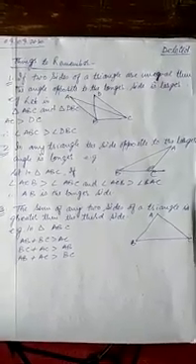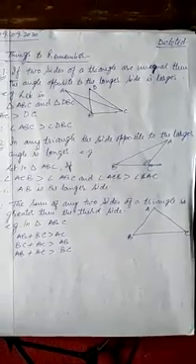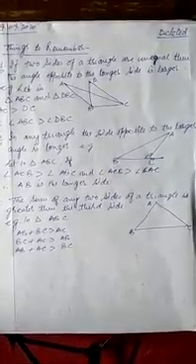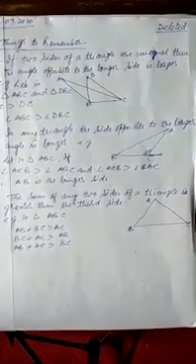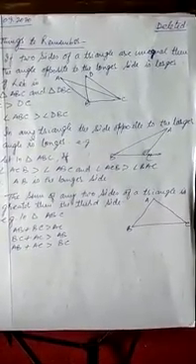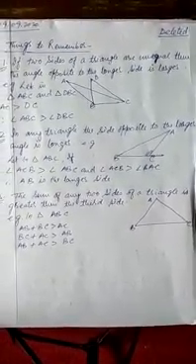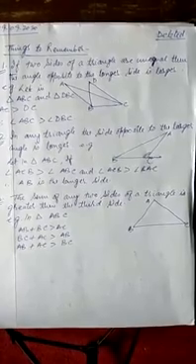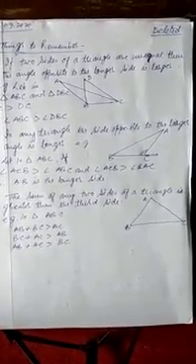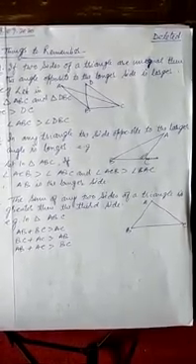Hello children, today we will start the inequalities in triangles, which is not in the syllabus, just for your knowledge, which will help you in the next classes. We will learn them. Regarding triangles, the first inequality is: if two sides of a triangle are unequal, then the angle opposite to the longer side is larger.